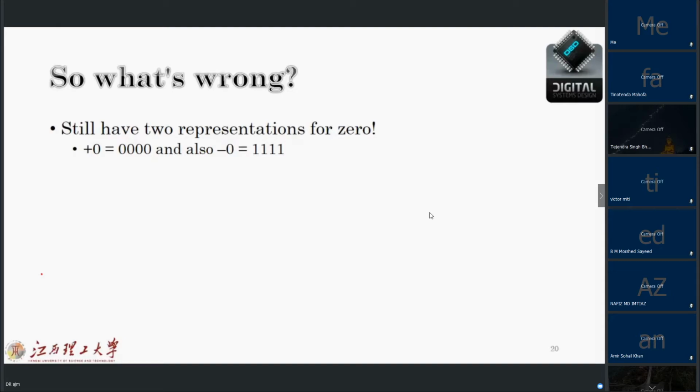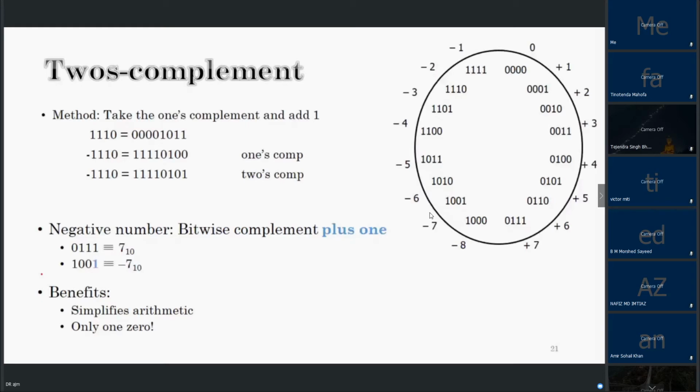Then we need another approach, which is better, which we call 2's complement. What is 2's complement? We take the one's complement, in other words we convert 0 to 1 and 1 to 0, and then add 1. This is nothing but 2's complement.